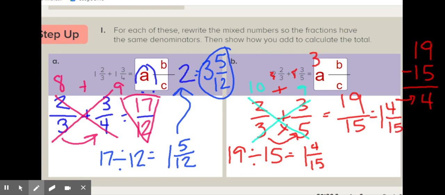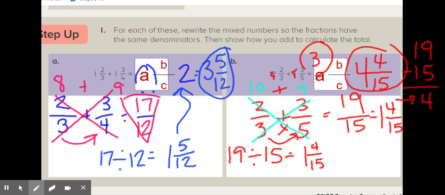And I just need to make sure I add that to the 3 wholes that I decided I would have at the beginning from the 2 plus 1. So for my final answer, I need to make sure that I add the 3 wholes and the 1 whole. So I get 4. And then there's my 4/15. That's my answer.